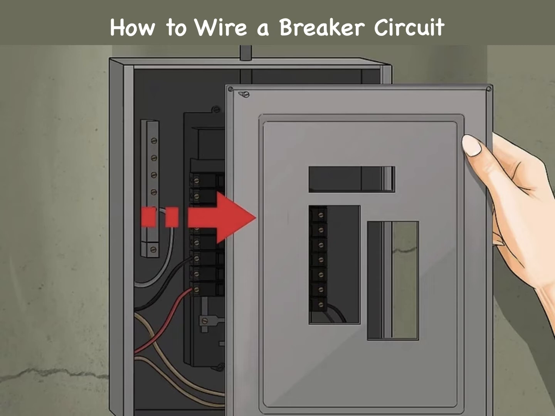It is usually held in place by 4 to 6 large screws located on the perimeter of the cover. You may accidentally trip off some of the lower voltage breakers when doing this. However, this is not a problem, as long as you remember to switch them back on when you're finished.